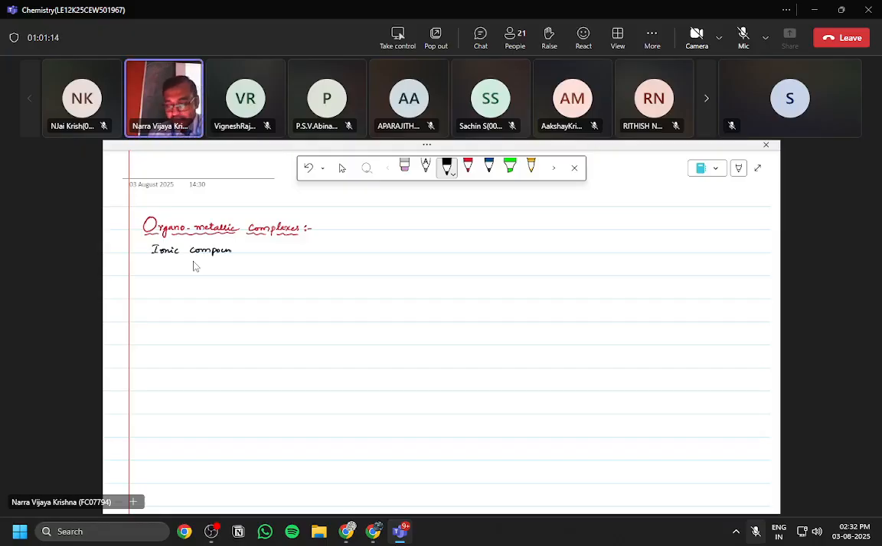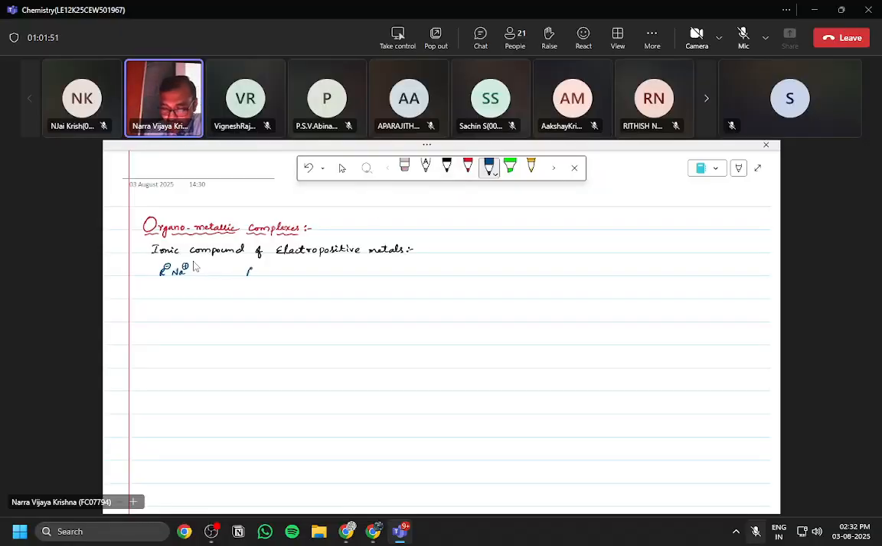Ionic compounds of electropositive metals. For example, R minus Na plus, sodium methanide, right? Or CH3 minus Na plus. Is it an organometallic compound or not? Direct interaction between carbon and metal, right?